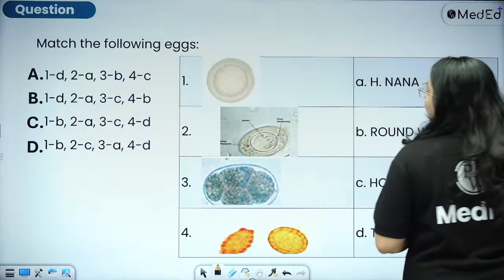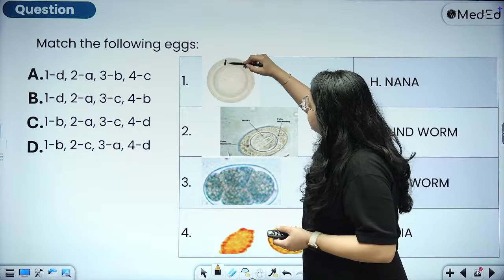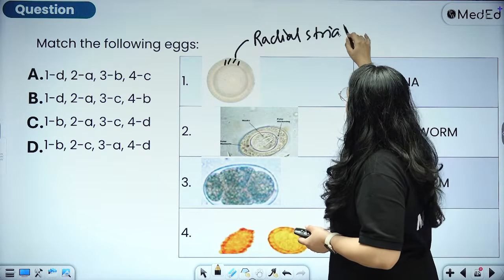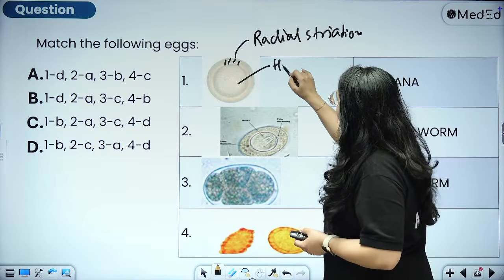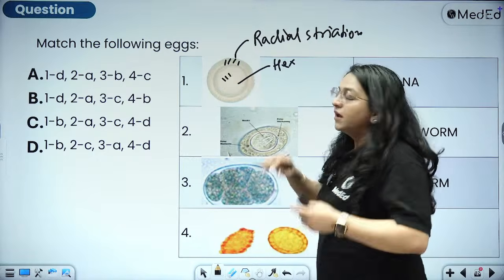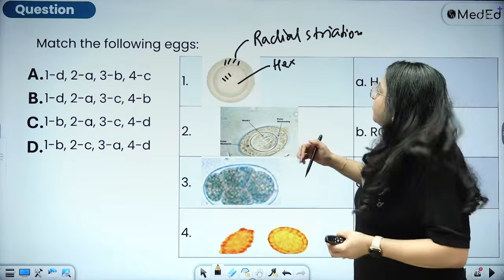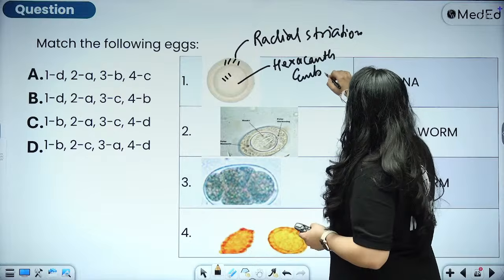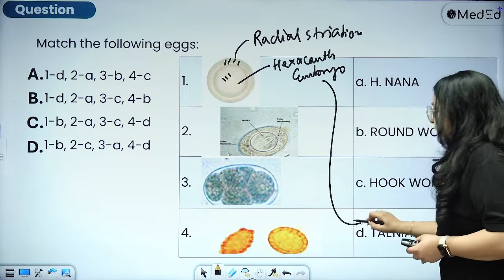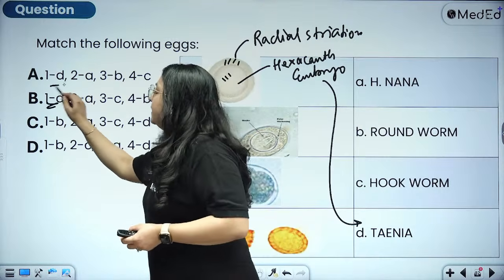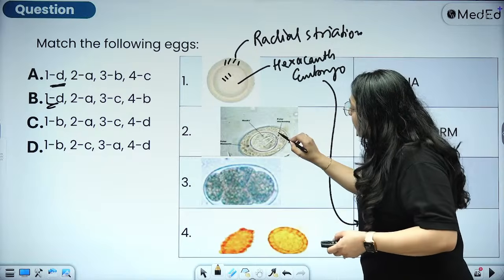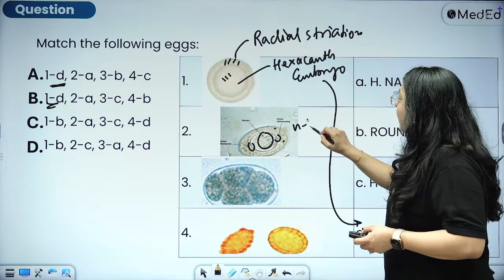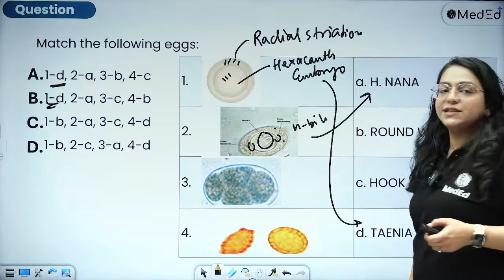Alright, match the following eggs. What is happening here? You see the radial striations, and you see the hexacanth embryo inside. Hexacanth, because you can see the 1, 2, 3 hooks of the larva. What is this? This is Taenia. Where is Taenia? 1D. What is this? Polar filaments, polar thickenings, hexacanth embryo, non-bile stained, H. nana, of course H. nana.